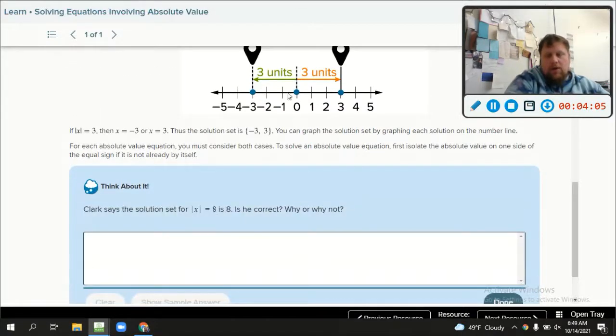And what we're getting here, the reason why you have two answers for every absolute value problem, well, most absolute value problems, is because it can go left or it can go right. We're measuring distance, not the negativity.